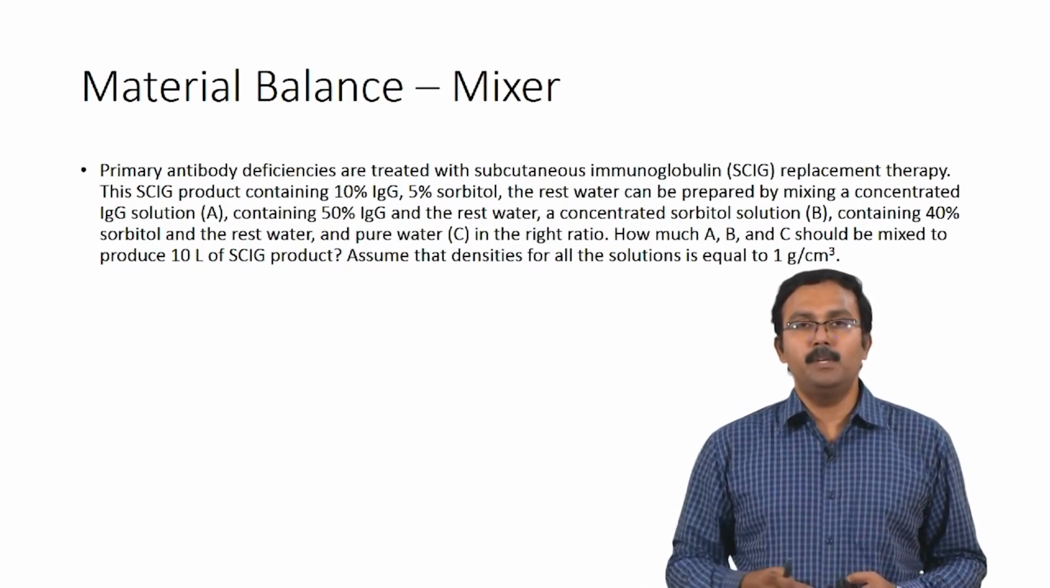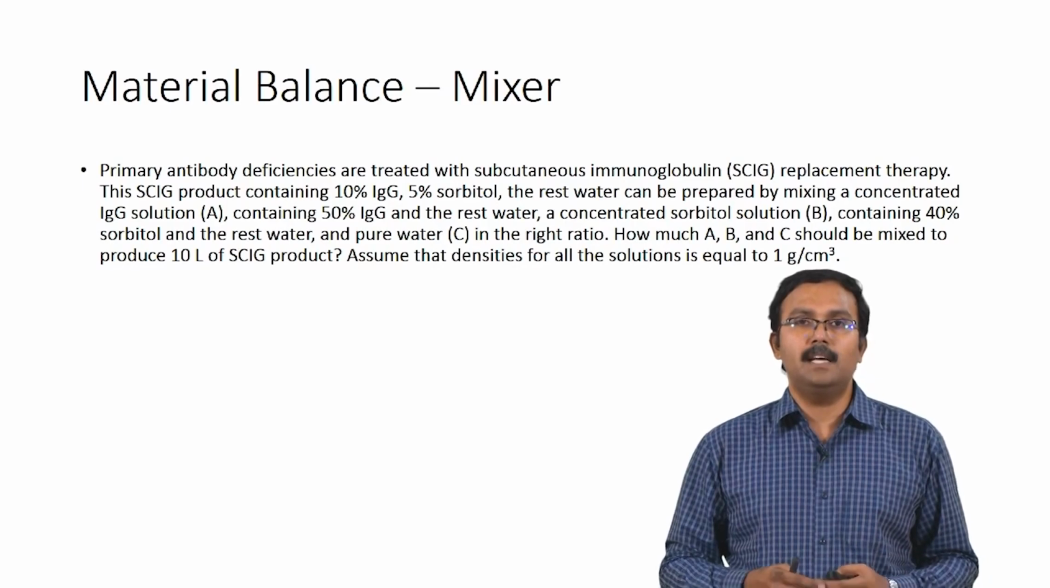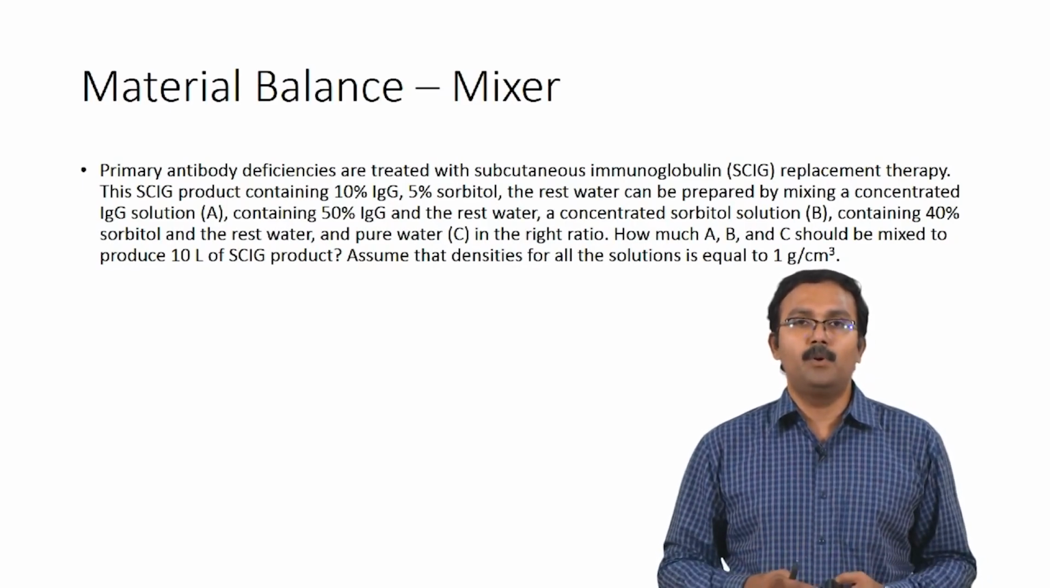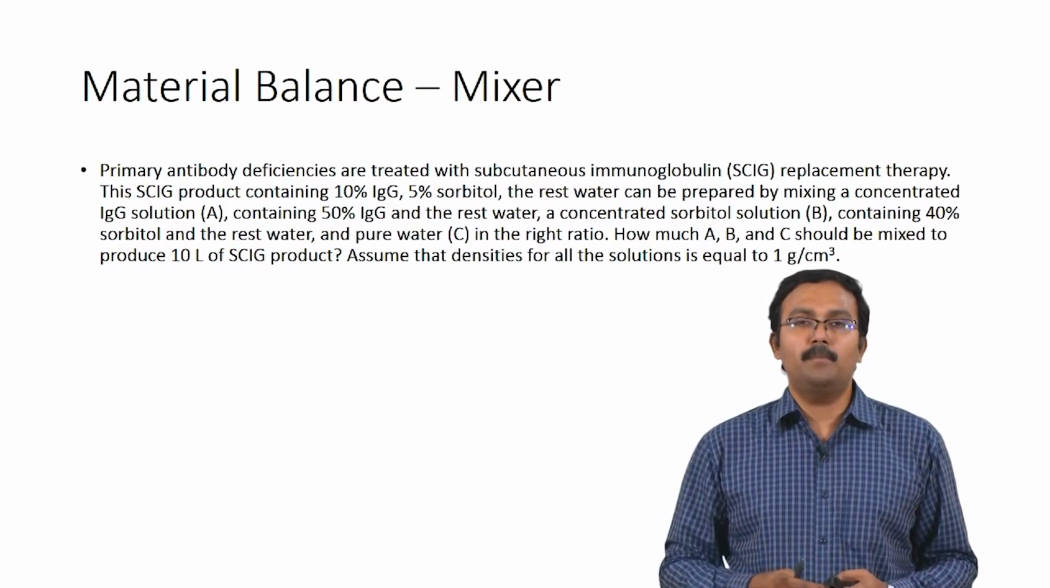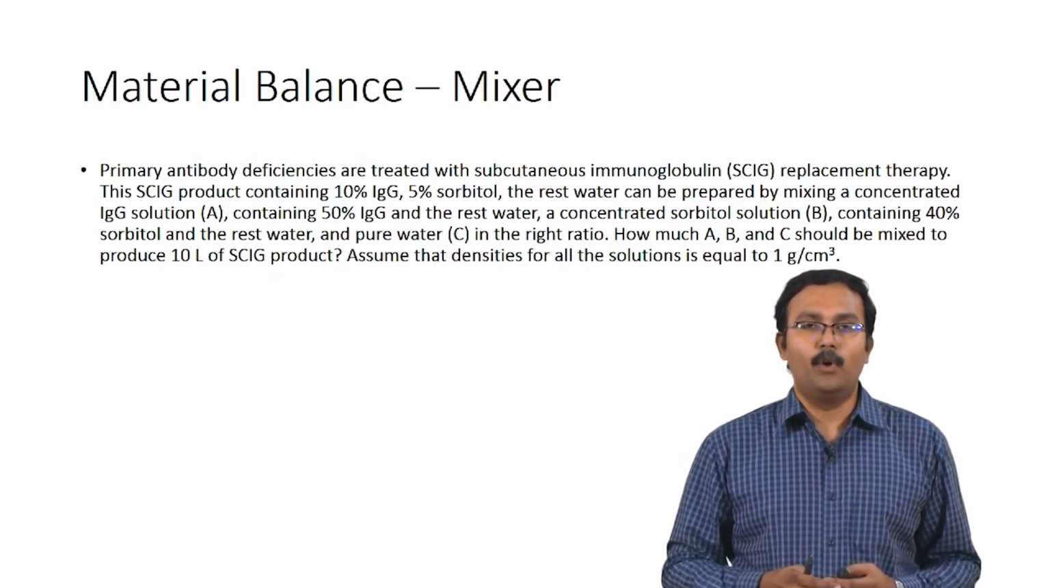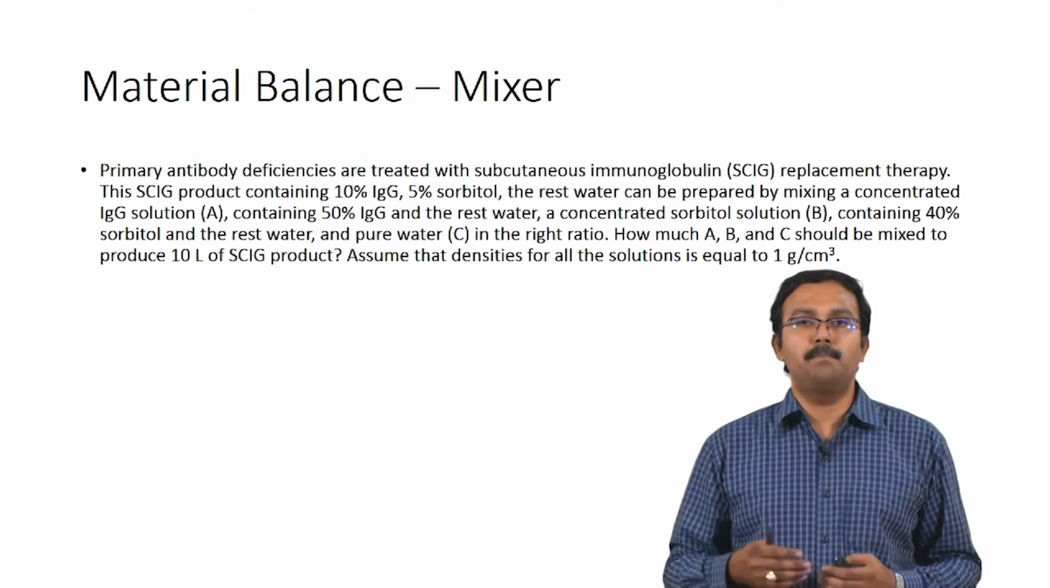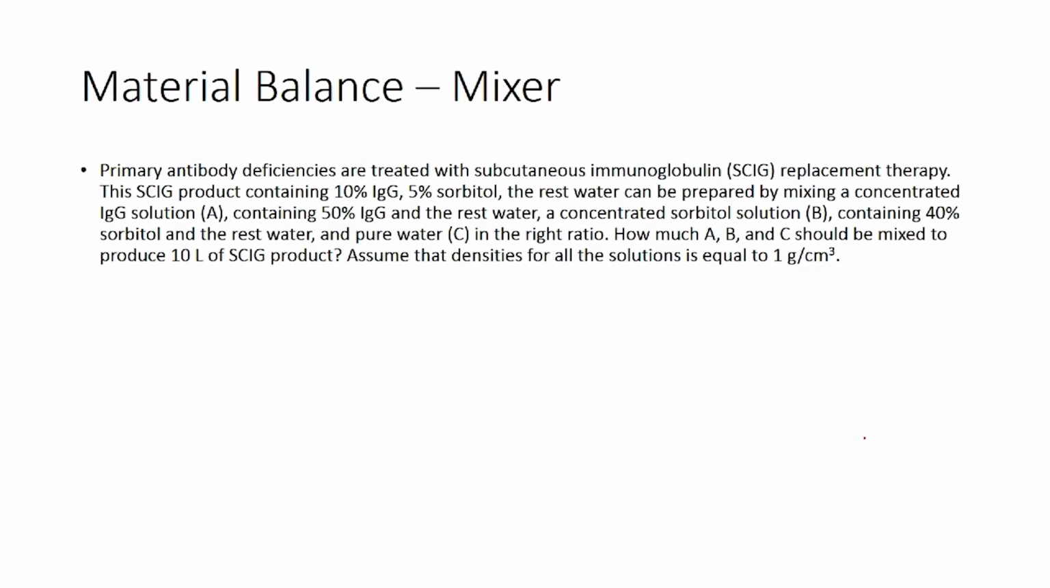I had also informed you earlier in the previous lecture that we should avoid volumetric flows and volumes for balances. So we should convert this volume into mass before we proceed and perform balance equations. So the basis which we use for this system would be 10 liters, which can then be converted to mass using the density.